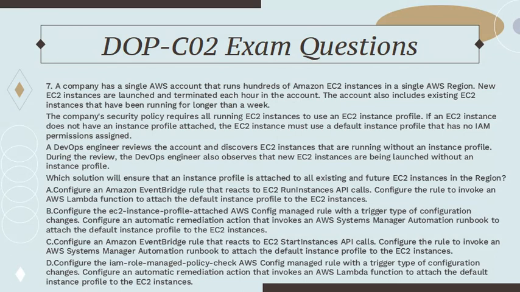C. Configure an Amazon EventBridge rule that reacts to EC2 StartInstances API calls. Configure the rule to invoke an AWS Systems Manager automation runbook to attach the default instance profile to the EC2 instances. D. Configure the IAM role managed policy.